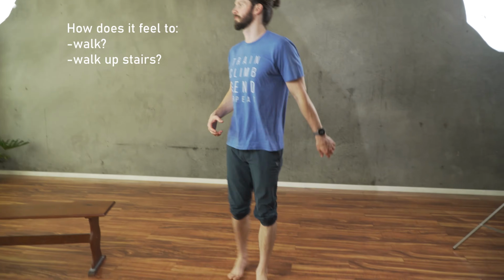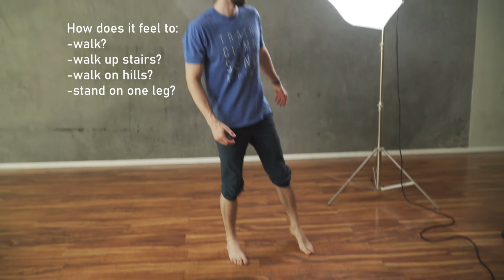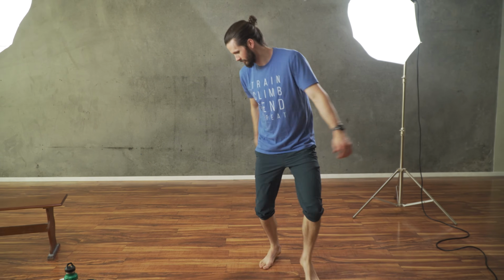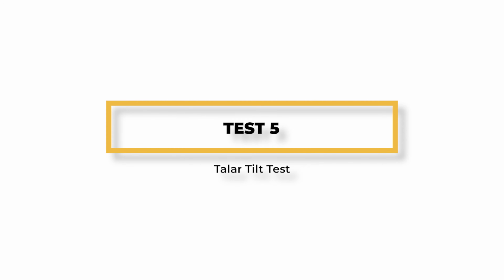How is walking, stairs, up or downhill, standing on one leg? Depending on the grade of the sprain you're experiencing, you will experience a varying level of loss of function. The Taylor tilt test is going to help reveal if you have a mild, moderate, or severe lateral ankle sprain.